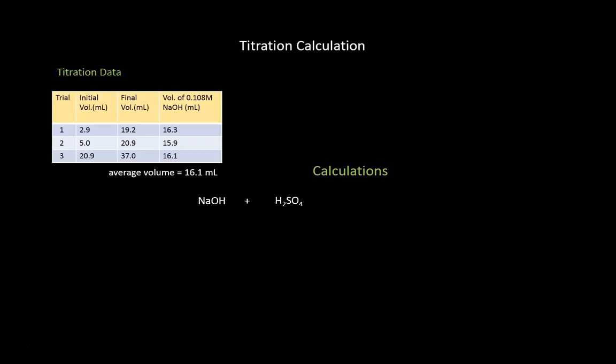Calculations. First, we must write the reaction between sodium hydroxide and sulfuric acid. The products are sodium sulfate and water. And of course, you must make sure to balance the equation. We have 1 sodium on the left and 2 on the right, so we put a 2 here to balance the sodium. If you look at the hydrogens, we have a total of 4 on the left and 2 on the right, so another 2 goes here.